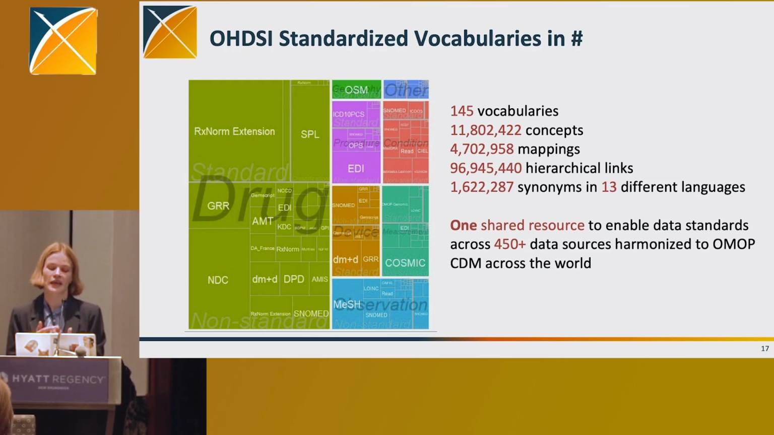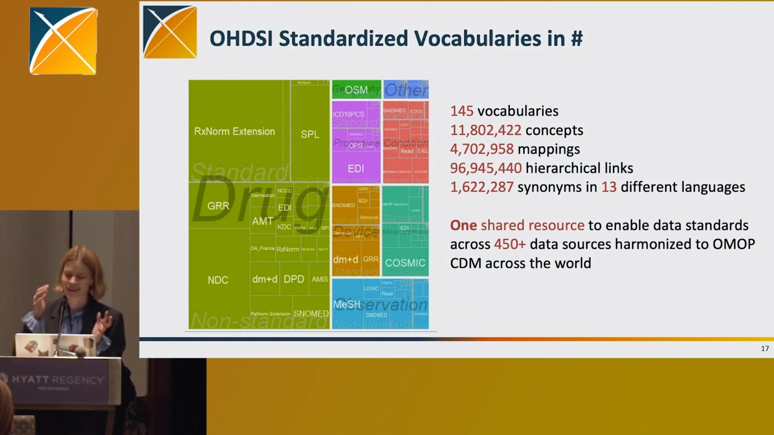And this may sound and look quite simple, but in fact, if you look at the totality of vocabularies, there are lots of vocabularies. There are 11 million concepts. There are 4 million mappings. There are almost 100 million, I cannot believe this number, hierarchical links. So in fact, the structure is quite complex.